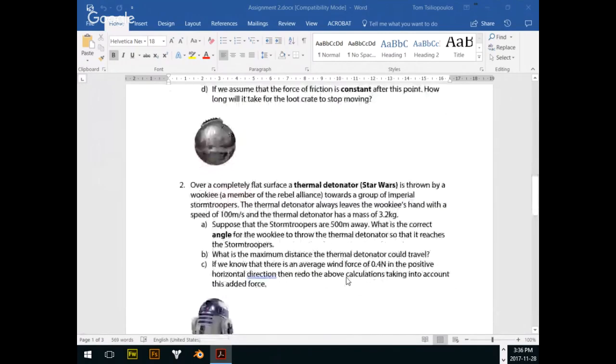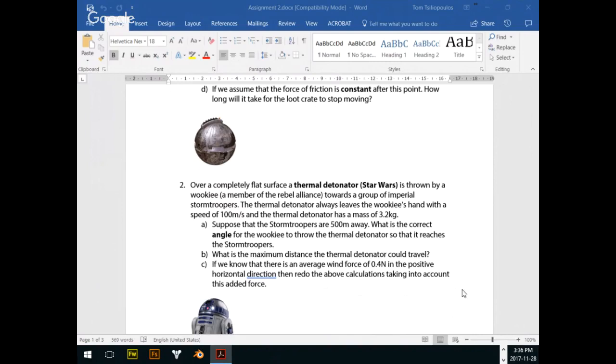The second one is a little bit different. Over a completely flat surface, a thermal detonator is thrown by a Wookiee, a member of the Rebel Alliance, towards a group of Imperial stormtroopers. The thermal detonator leaves the Wookiee's hand with a speed of 100 meters per second, and it has a mass of 3.2 kilograms. That's pretty heavy. Suppose the stormtroopers are 500 meters away. What is the correct angle for the Wookiee to throw the thermal detonator so that it reaches the stormtroopers? This is projectile motion. So this is the second one.